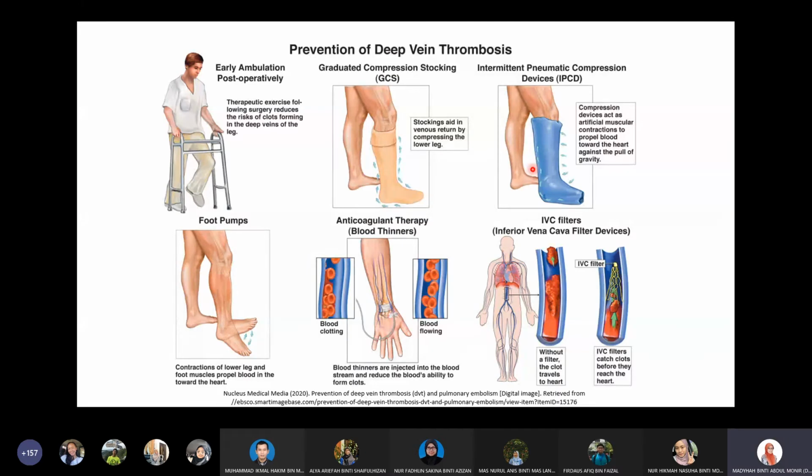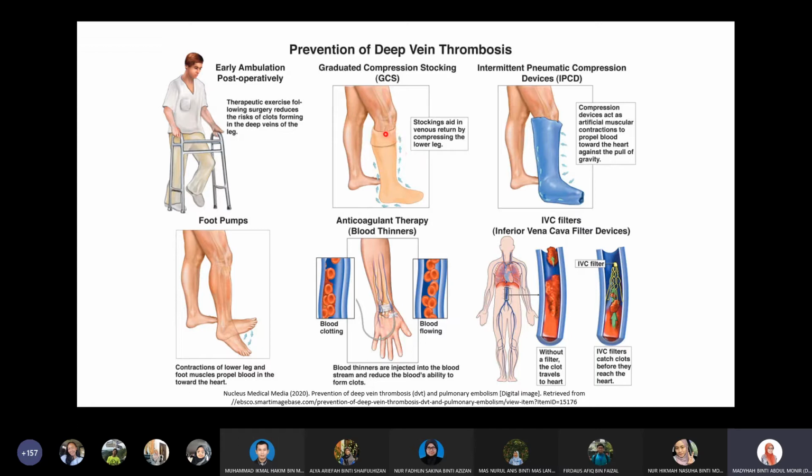And how do we prevent DVT? As you know, the risk factors are surgery, especially major surgery involving the pelvic bone or the long bone. Usually after a surgery, the doctor will suggest early ambulation. They will ask the patient to do therapeutic exercises to reduce the risk of forming thrombosis. As you know, extended bed rest and immobilization are risk factors for developing venous thrombosis.